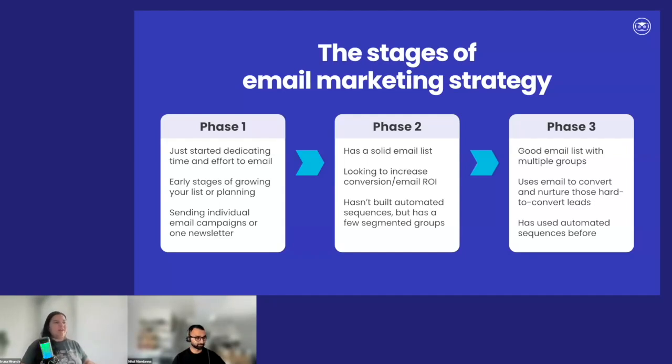So I guess this would be a visual representation of what you just said. Sometimes people are in different places. Some businesses are starting to build their lists. They're still collecting emails. They're still figuring out what they're going to use email marketing for. And then people who are in phase 3 just have more robust strategies, I guess. They're already going headfirst into automations. They have a bunch of groups. They're doing a lot of segmentation.